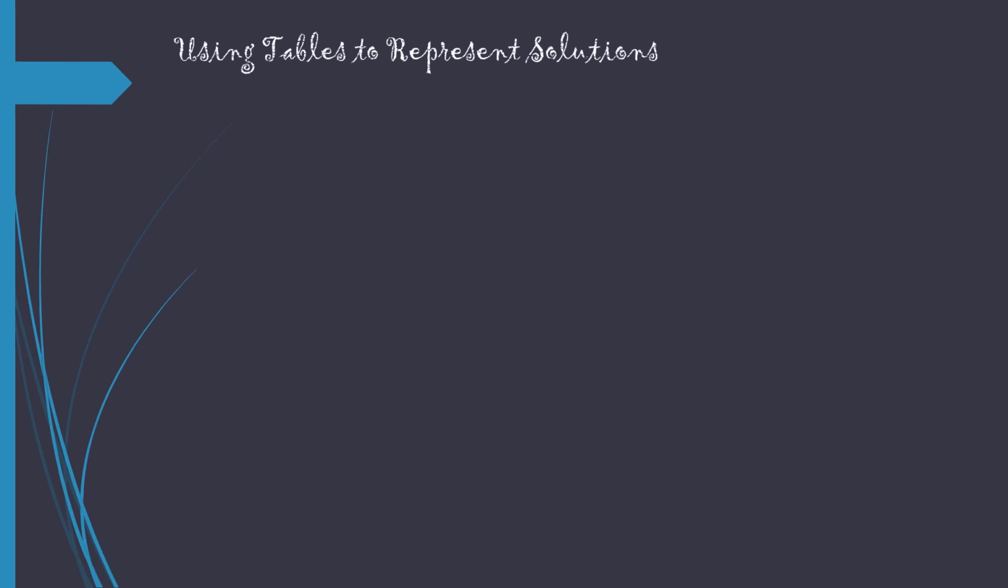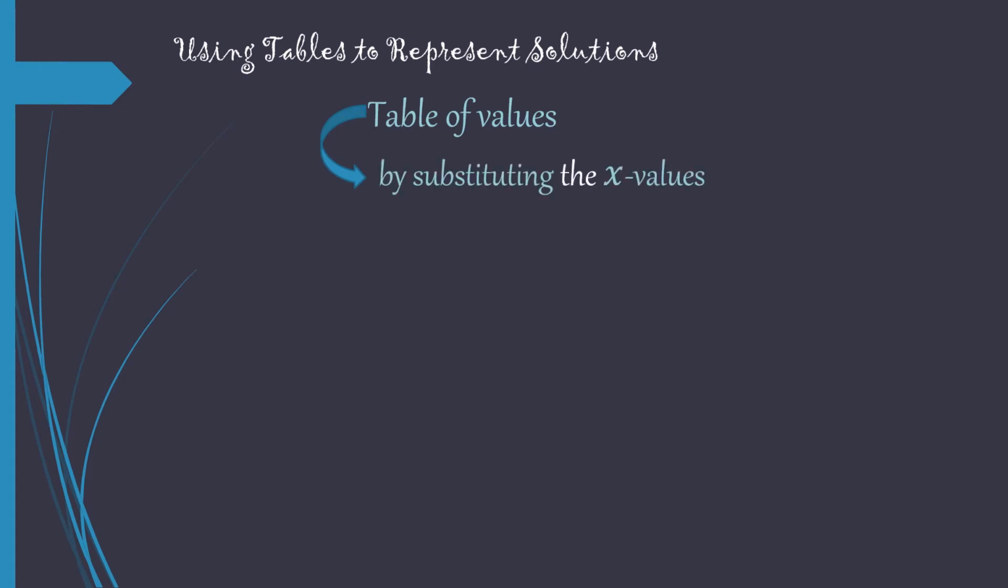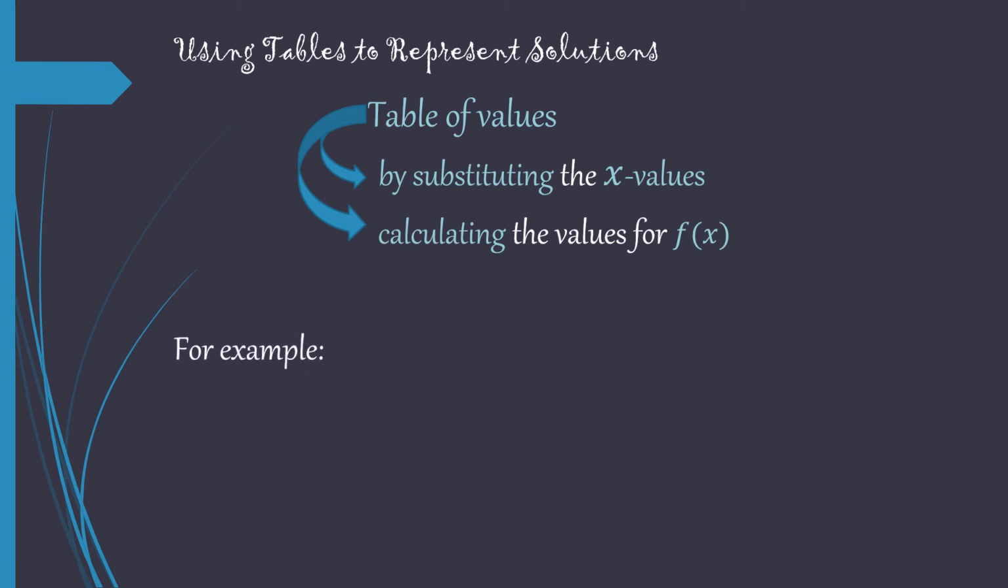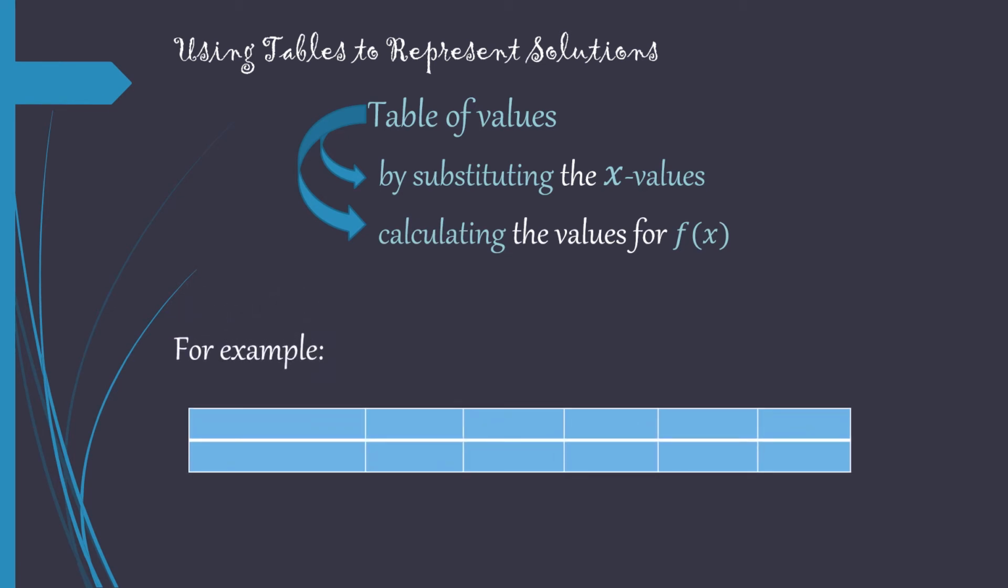Using table of values to represent solutions. A table of values can be generated from a quadratic function by substituting the x values and calculating the values for f(x). For example, we will make a table of values for the function f(x) = x squared minus 7x plus 6, given the x values, to find the missing values of the function.